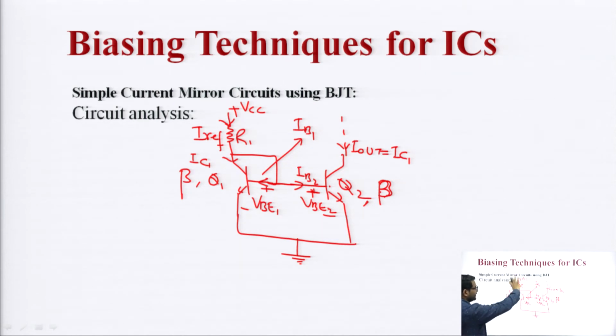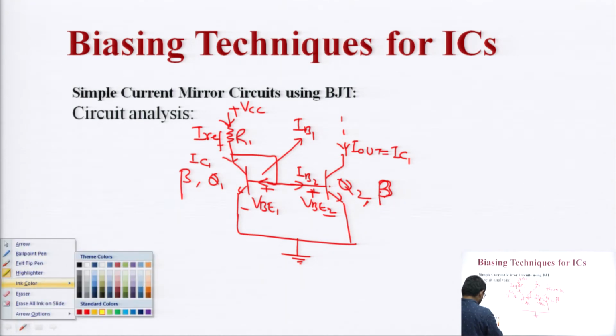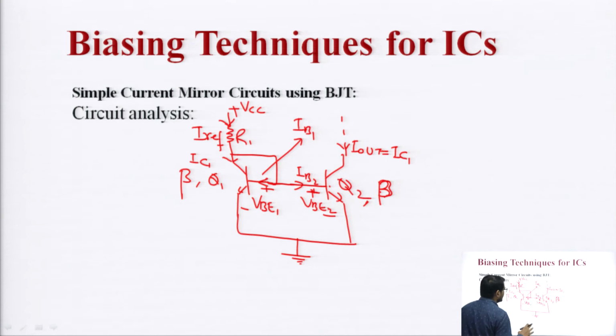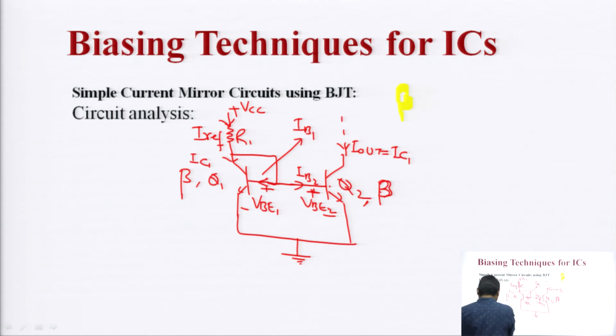That is plus VCC, our bias voltage. Okay, so from this circuit, let us suppose that we have circuit analysis. First we assume that both transistors are identical, that is beta 1 equal to beta 2, that is beta. This is the first condition.